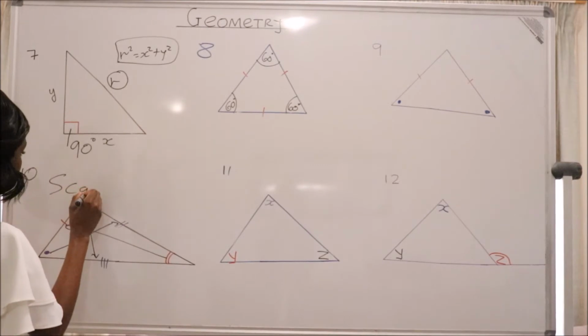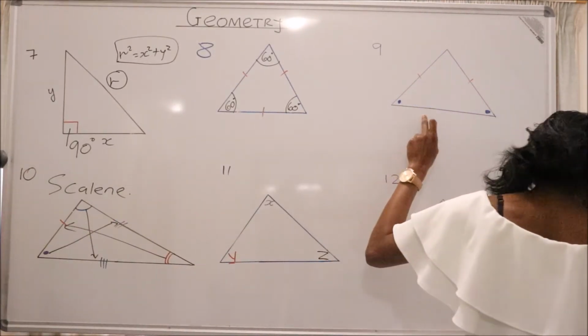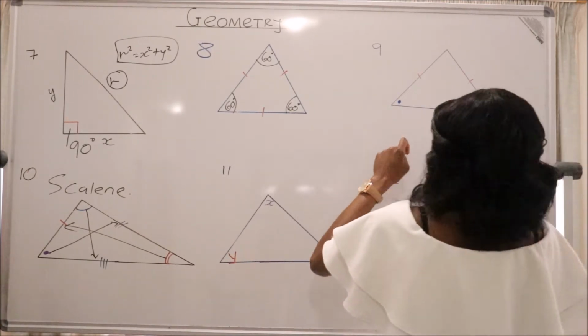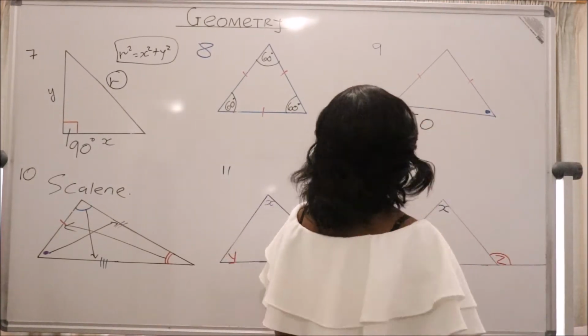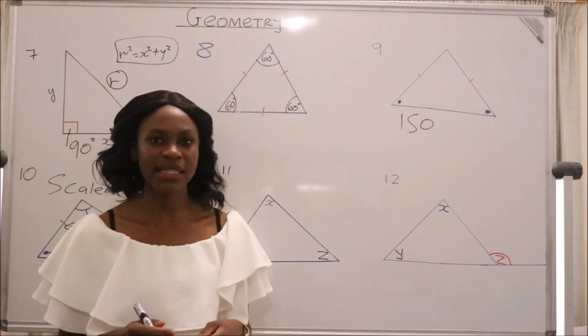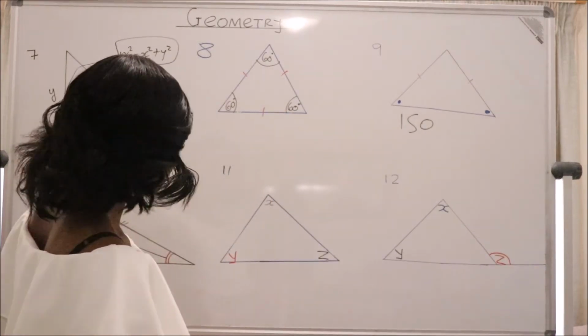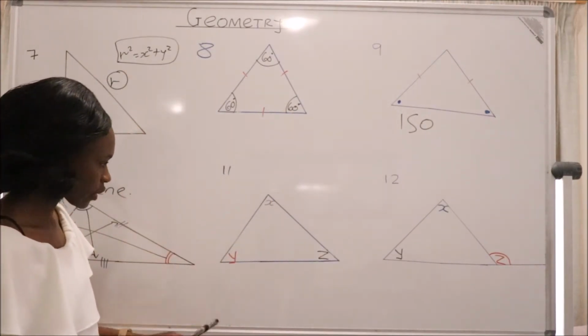So this one is a scalene triangle, and this one, I don't think I told you guys, this triangle here is called an isosceles triangle. So this one is an isosceles triangle, of which we know that the 2 sides are equal, and also the 2 angles are equal. All right, and then moving on to the 11th one, which is this one here.